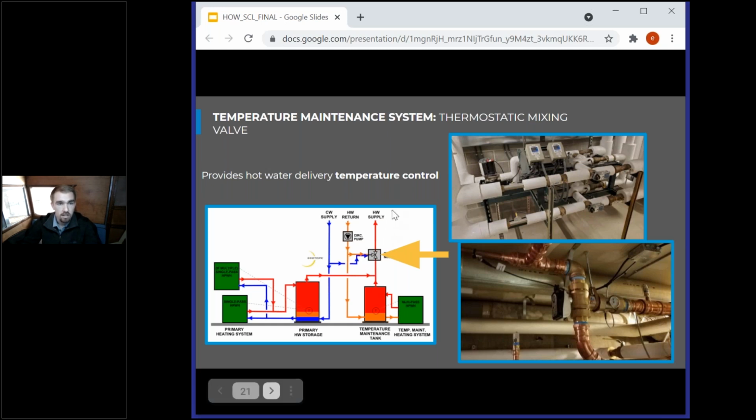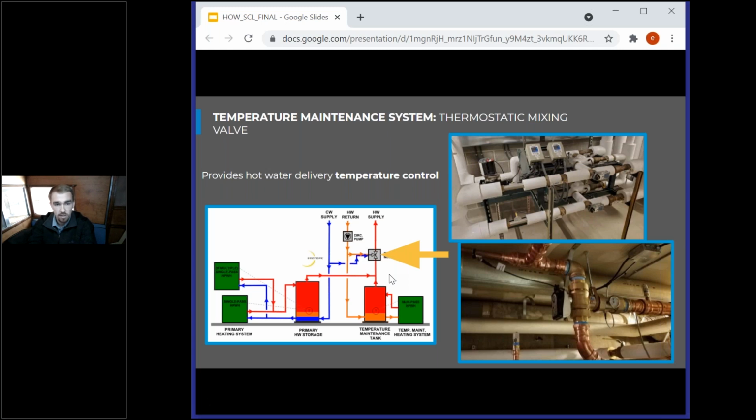And the thermostatic mixing valve is a part of this system as well that really provides the same function as it would in any other heating system. It's taking cold water from the city and mixing that in with hot water from your system to supply an appropriate temperature to the residents.